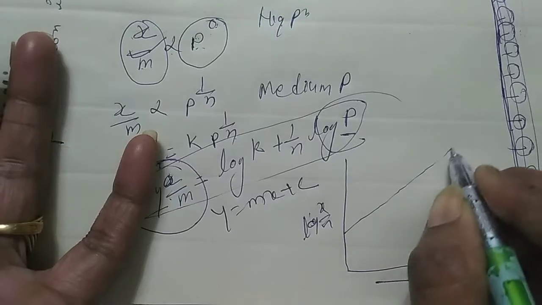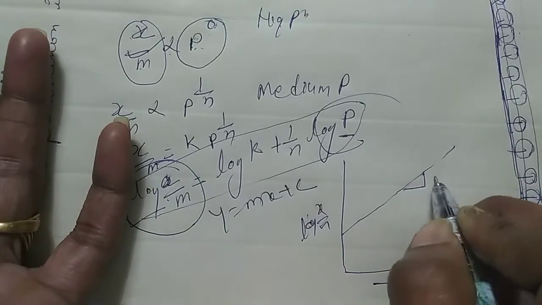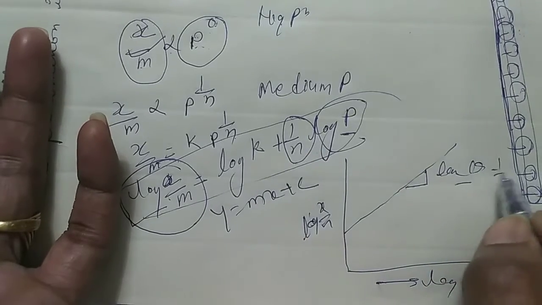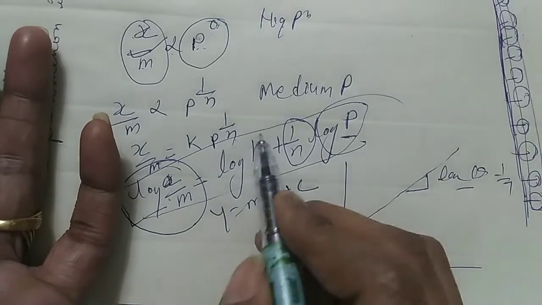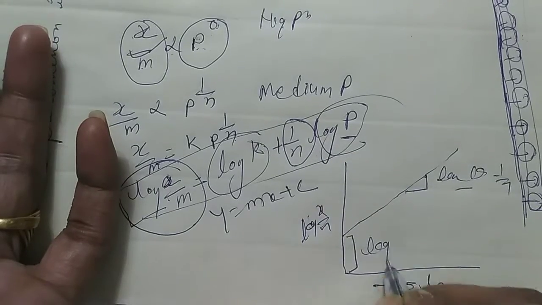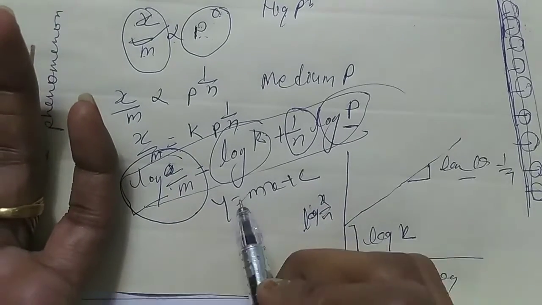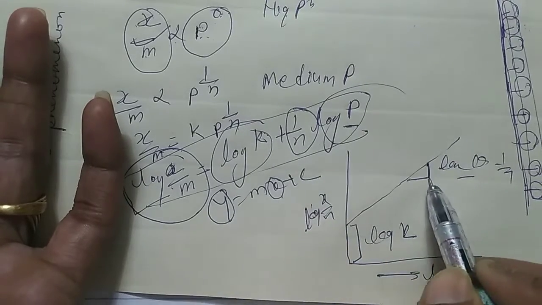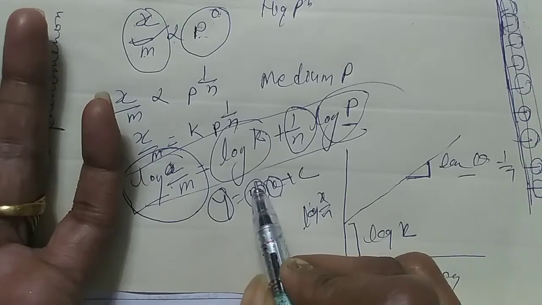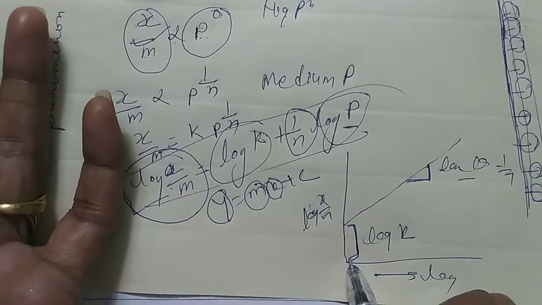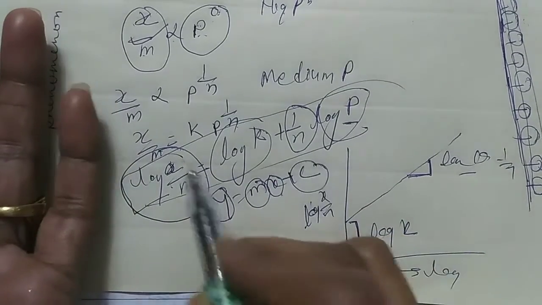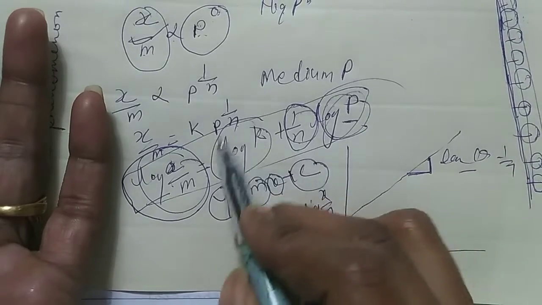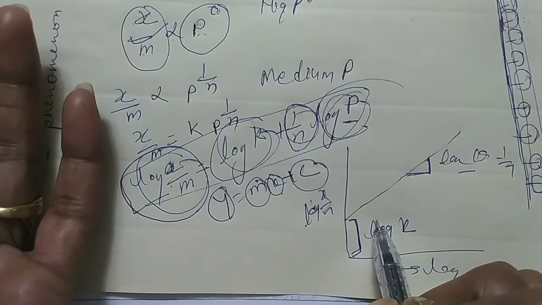We get a graph just like this. Its slope, which means tan theta, is 1 upon n, and its intercept is log k. I have told you that when we plot a graph between y and x, the slope of the curve shows the value of m and the intercept of the graph shows the value of c. Here it is the y, it is m, it is x, and it is c. Okay, this is the isotherm.